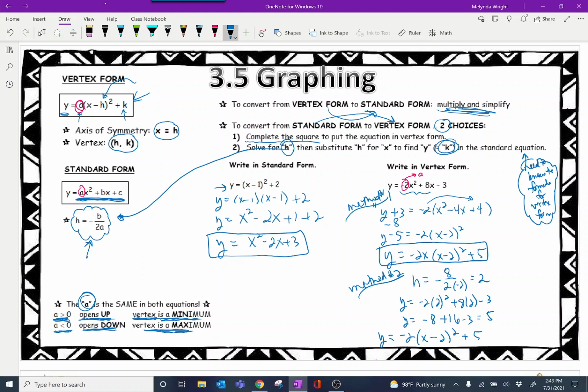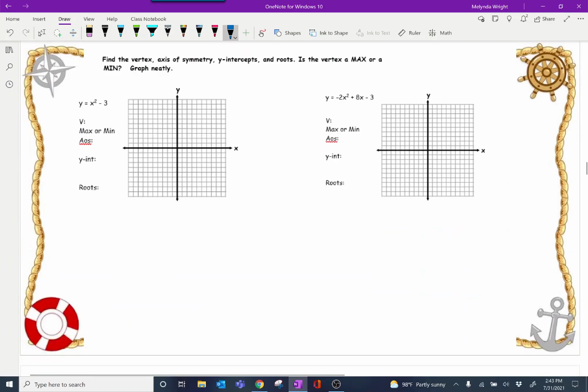And you can see that they're both the same. It doesn't matter which way you do it, you're going to get the same thing. Okay, so now let's move to our second page and let's get into some graphing. We just have a couple to graph.